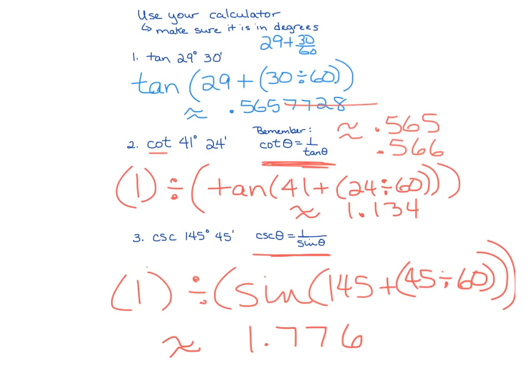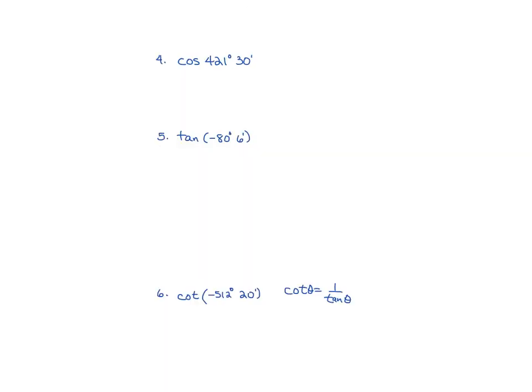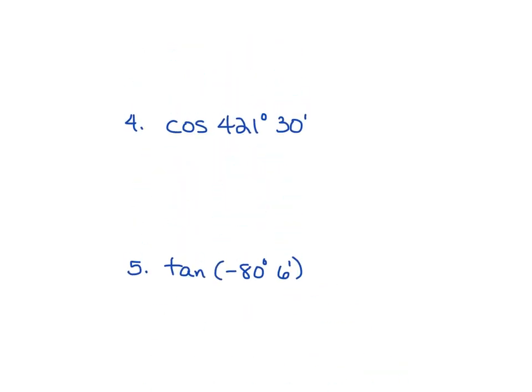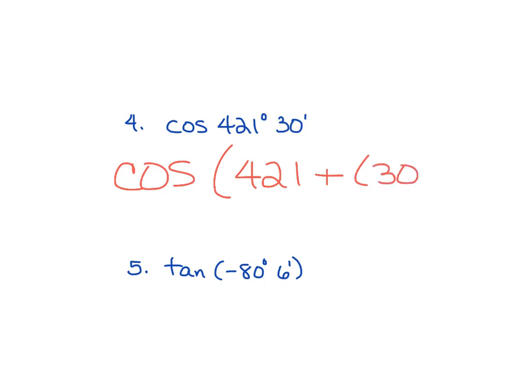Good so far? Let's try the next one. This time it's just cosine. No reciprocal here. So for cosine, use that button. It'll open a parentheses. 421 plus 30 divided by 60. And then hit enter. You should get 0.477. Again, remember, cosine needs to be a fraction or a number less than 1. So this is reasonable. It does make sense.